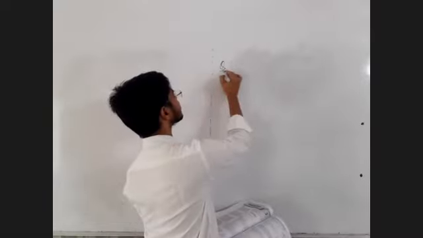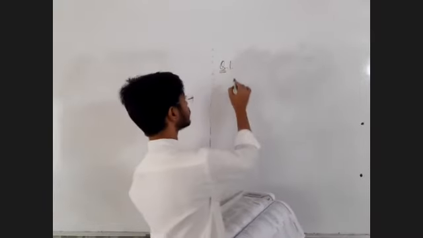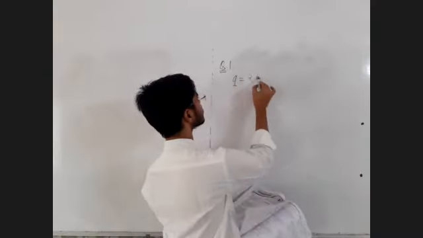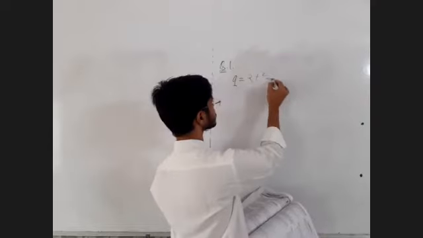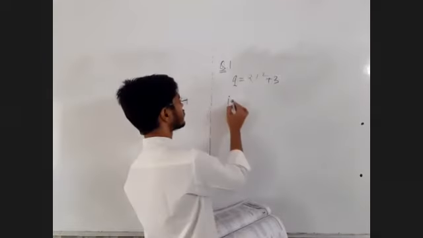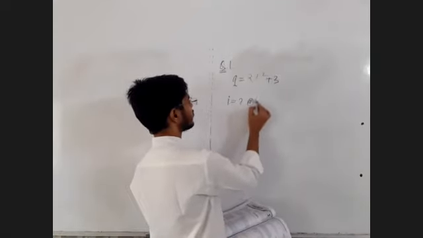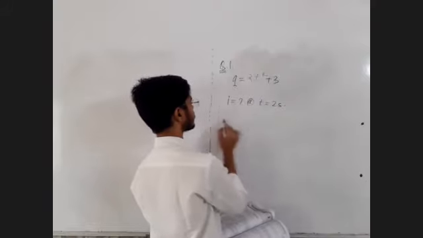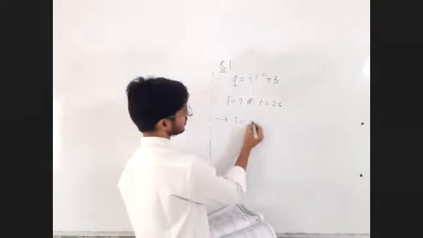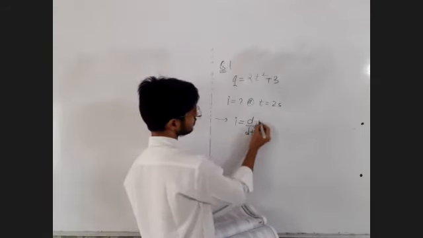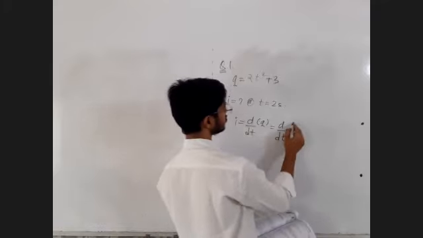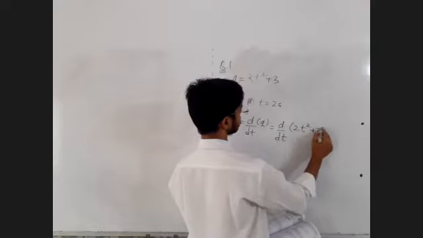Question number 1. The charge through the given cross section is given as Q equal to 2t square plus 3. Find the current at t equal to 2 seconds. I equal to question mark at t equal to 2 seconds. A very simple question. Instantaneous current at a given instant of time is asked. So instantaneous current is dq by dt, means d by dt of q. So d by dt of what is q? It is 2t square plus 3.